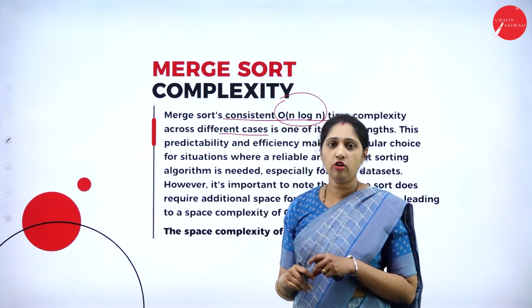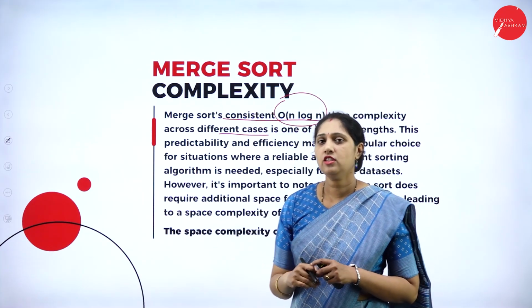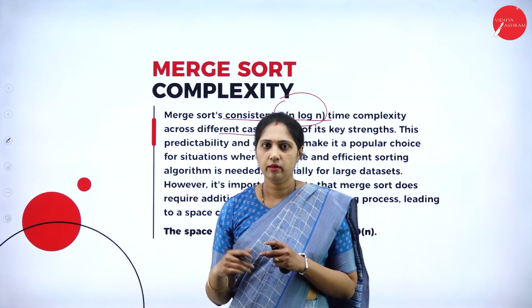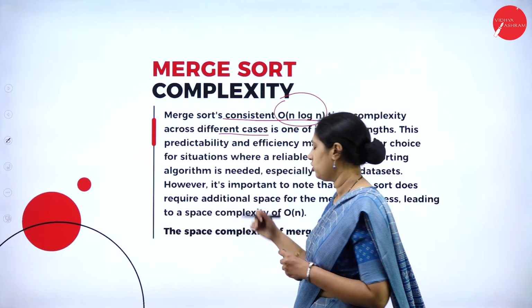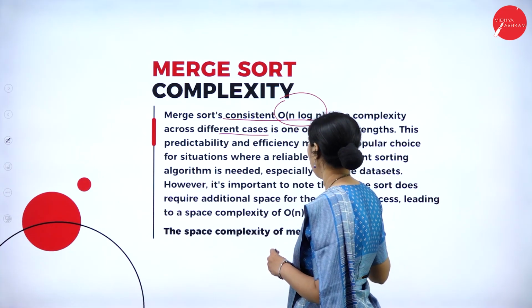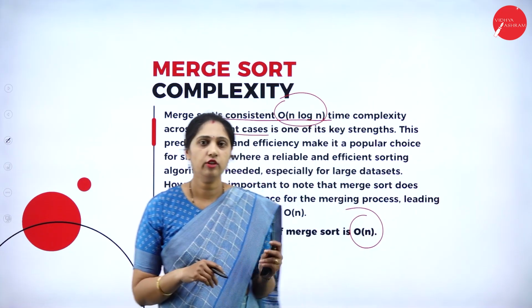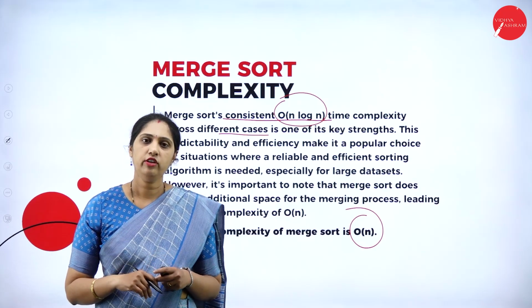But we already know the time complexity for the 3 cases. And what is the space complexity? What do you mean by space complexity? Space is the memory taken by this program. Which program? Merge sort. It is big O of n. See, here we don't take log n. Why don't we take log n?